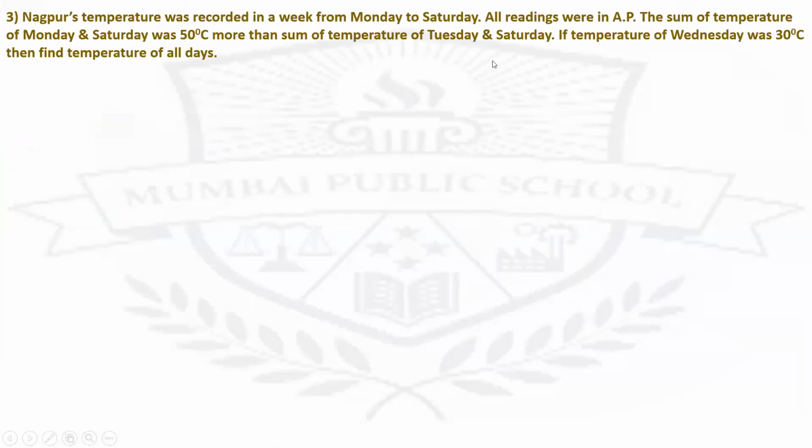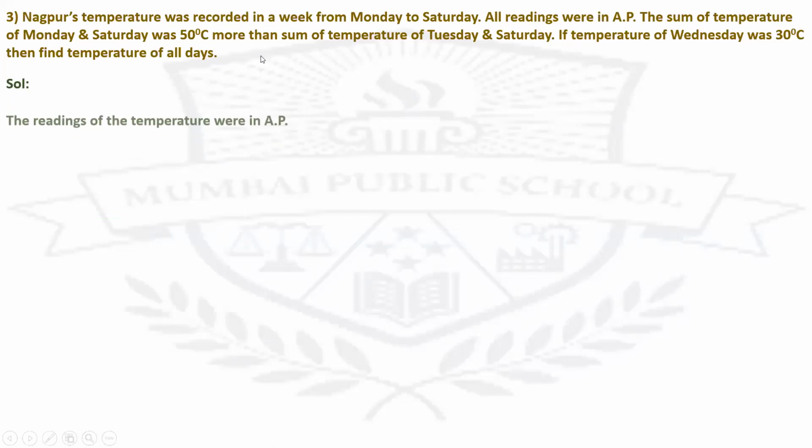Now, Nagpur's temperature was recorded in a week from Monday to Saturday. All the readings were in AP. The sum of temperature of Monday and Saturday was 50 degrees more than the sum of temperature of Tuesday and Saturday. If the temperature of Wednesday was 30 degrees, then find the temperature of the remaining days. Find the temperature of all the days.